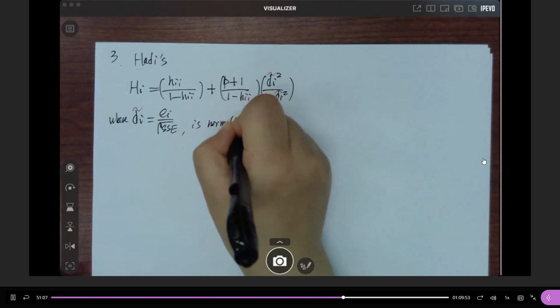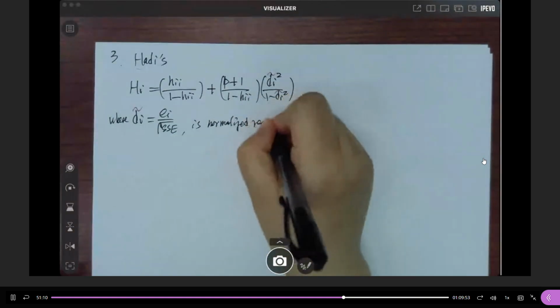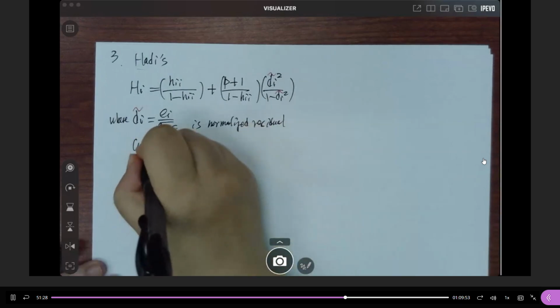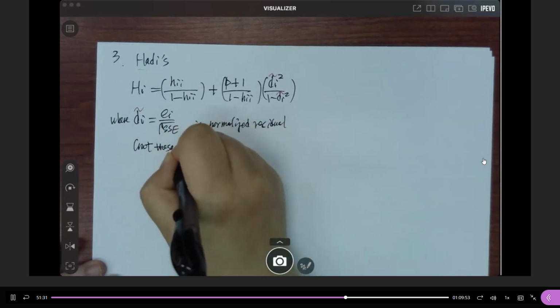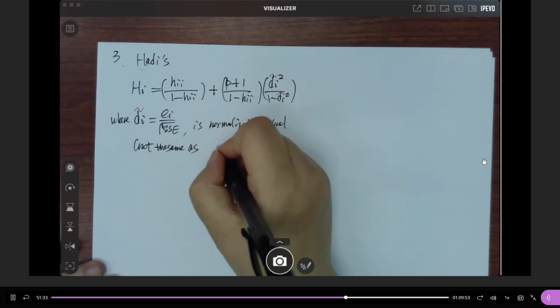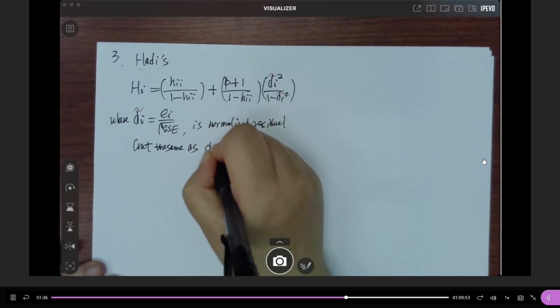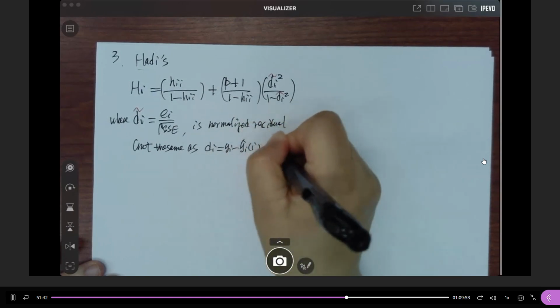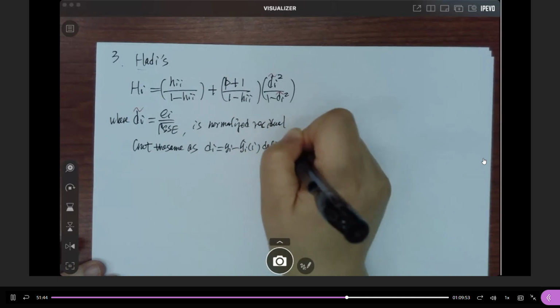This is called the normalized residue. So not the same as DI equal to YI minus Y hat with I deleted, defined before, okay?